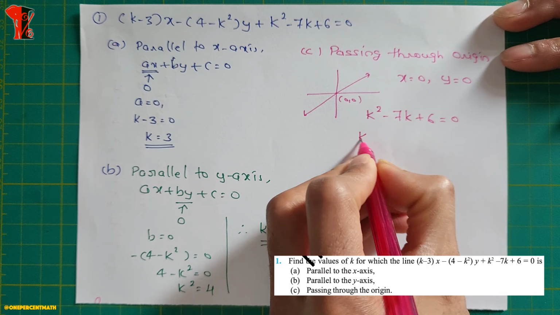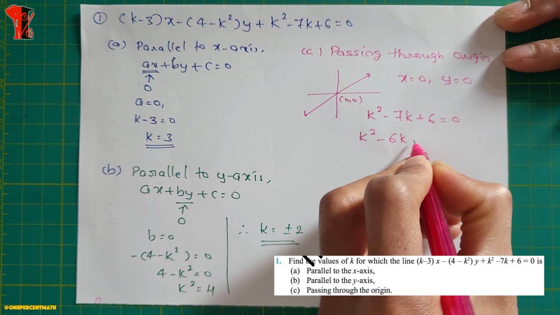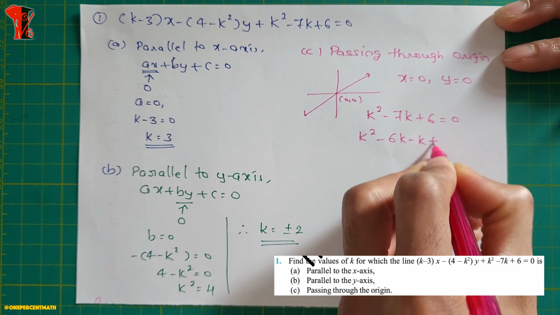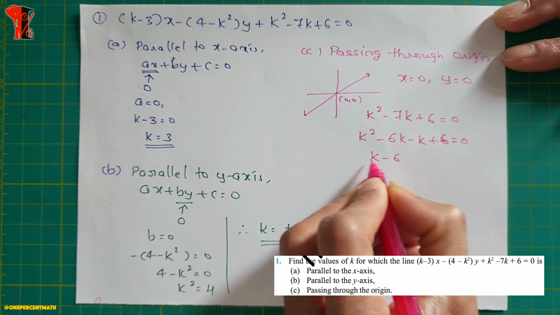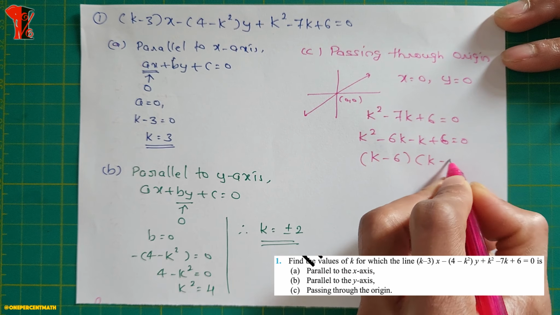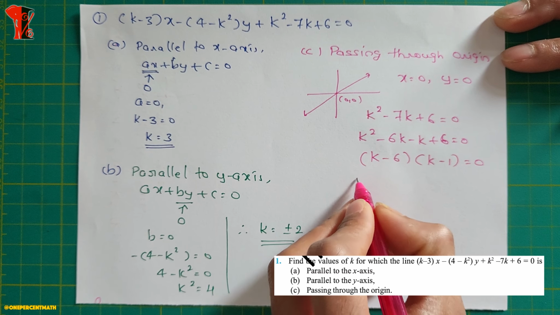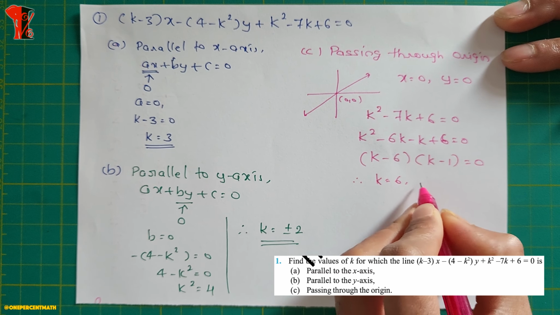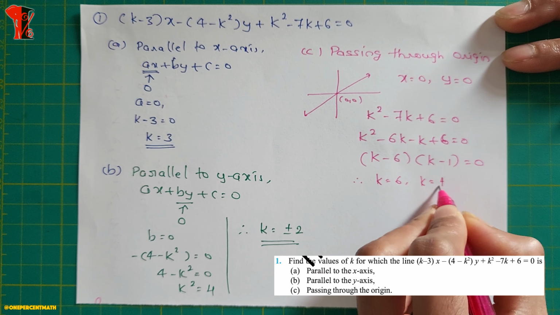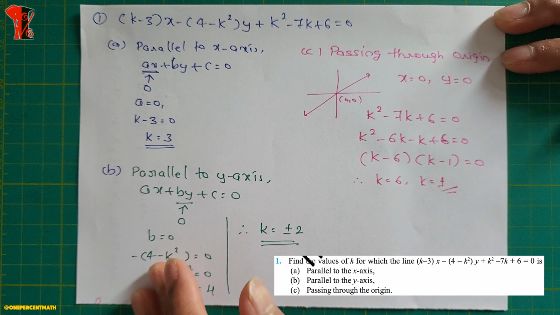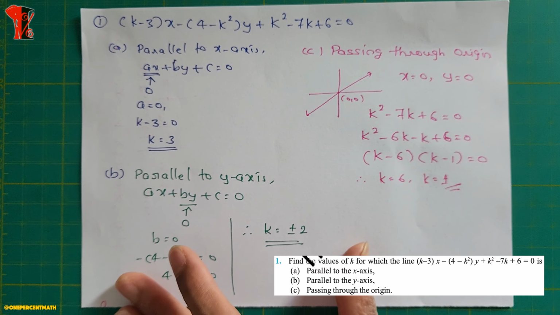Now let us split this. If you split it, it will be k square minus 6k minus k plus 6 equals 0. That means (k minus 6) into (k minus 1) equal to 0. Therefore k is equal to 6 and k is equal to 1. So that's the answer for the first question. Okay, let's move on to the second question.